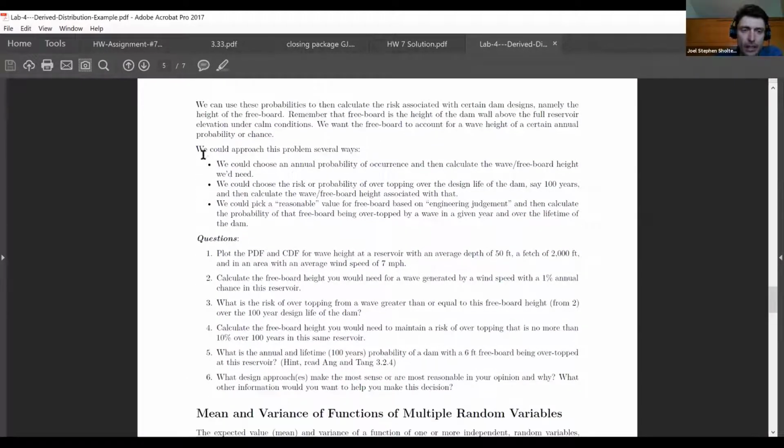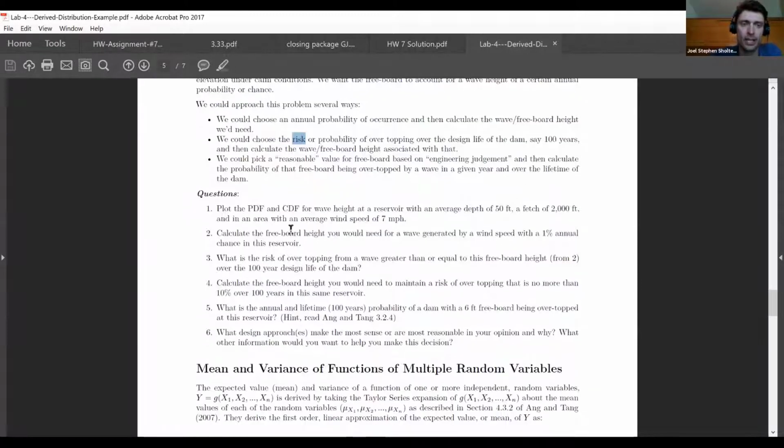And then we go over different ways of dealing with design. And so we could say, for a particular design, we can choose the annual probability of occurrence and say, okay, we want to design to the 10-year wave or something like that, the wave that has a 10% chance of occurring in a given year. Or we could say we want to design so that the risk of overtopping over 50 years is, say, 10% or something like that, and you get a different answer. So there's different ways of approaching it.